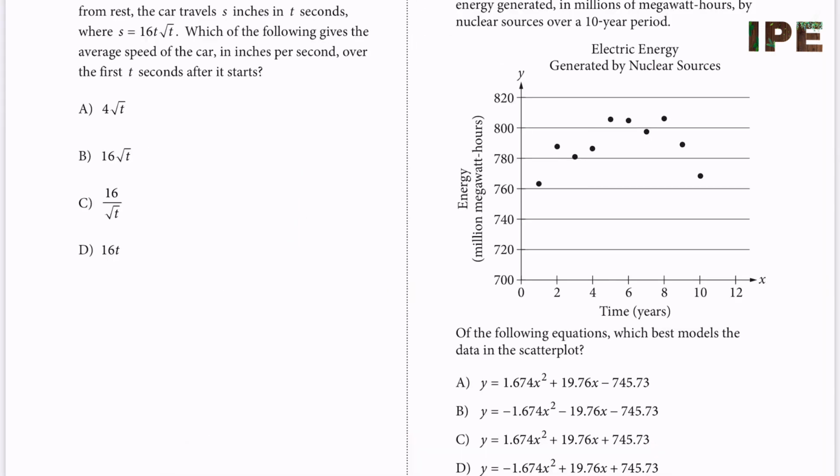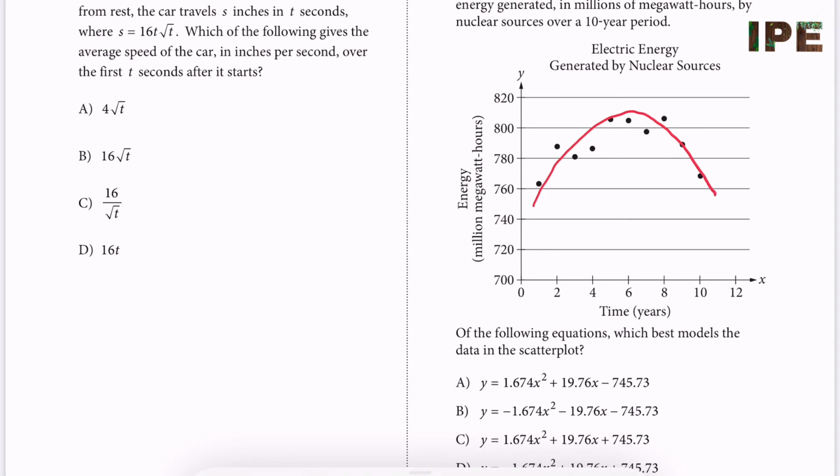Scatter plot problems, right? The scatter plot below shows the amount of electric energy generated in millions of megawatt hours by nuclear sources over a 10-year period. So the x-axis is the years, 0 to 12, 10 years, and then the y-axis is the energy. Which of the following equations is the best model of the data in the scatter plot? Basically, that scatter plot best fit line looks like a quadratic function. Something like that, right?